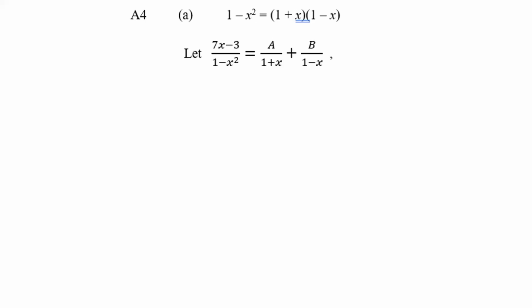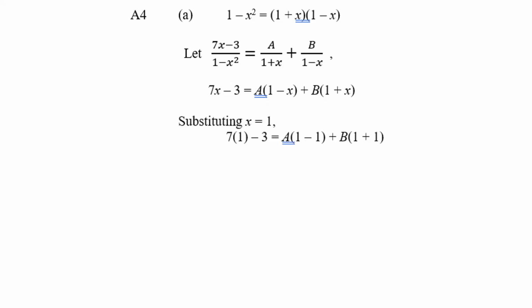Split it up into 2 fractions and put an unknown constant as a numerator. Everything multiplied by 1 minus x squared, then we have this. So now we can start solving for a and b. And the method I like to use the most is to sub in some special values for x. For example, sub x equals to 1. Then something interesting will happen.